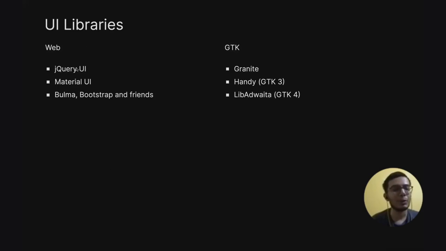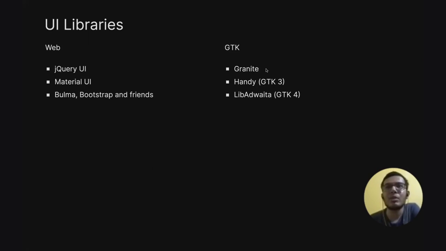So I've given a few web examples here. I know that jQuery UI is not something we use these days, but if that is something that you may have used in the past, then you will be able to make a fair comparison as to what I'm referring to on the right. So jQuery UI, Material UI, they provide a lot of pre-built widgets and a lot of styles, layouts. Whereas Bulma, Bootstrap, and friends provide a lot of CSS classes, which are CSS styles defined in classes. And these libraries do kind of the same thing.